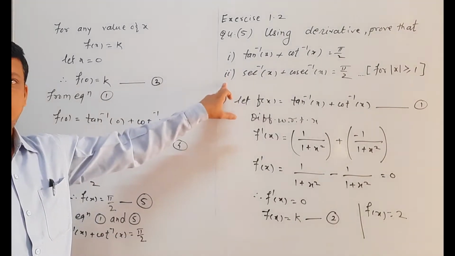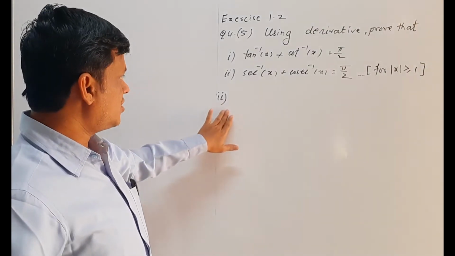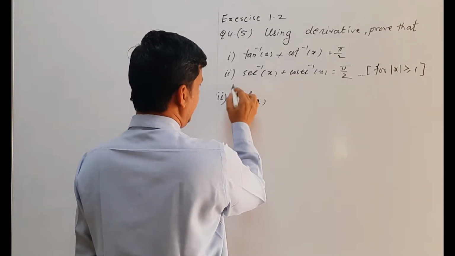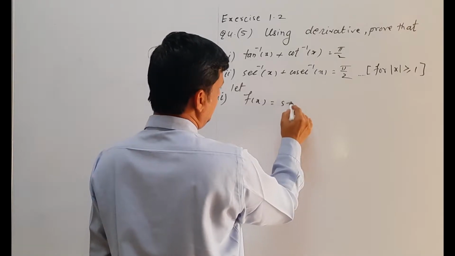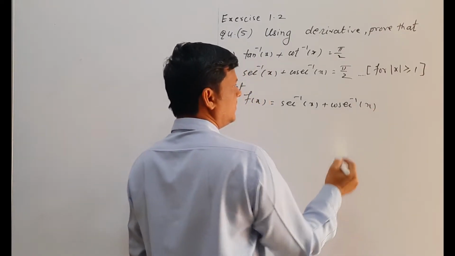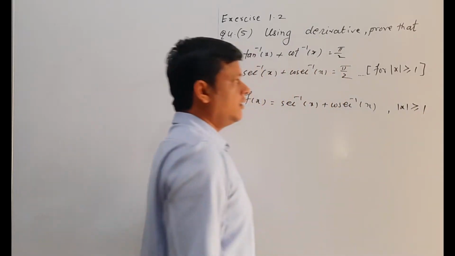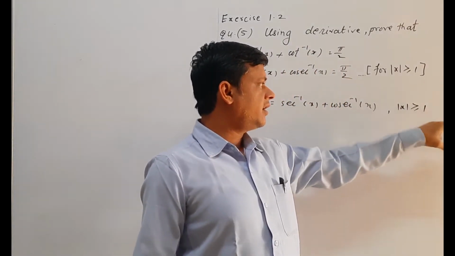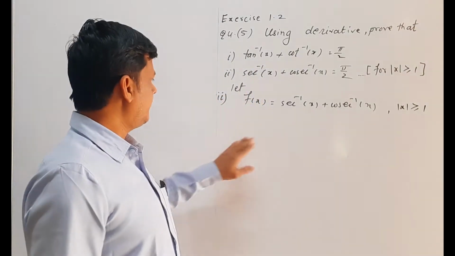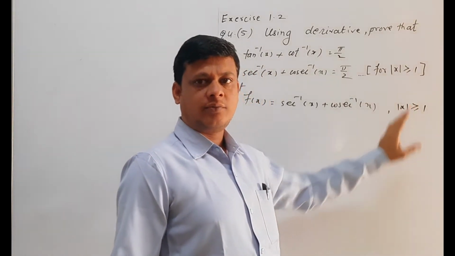Now next we solve sub-question 2. So see the second sub-question. We consider this function as f of x. So write, let f of x equal sec inverse of x plus cosec inverse of x, and here the condition is mod x greater than or equal to 1. That means we have to consider the value of x which is greater than or equal to 1. We discuss at that step which value we have to select.